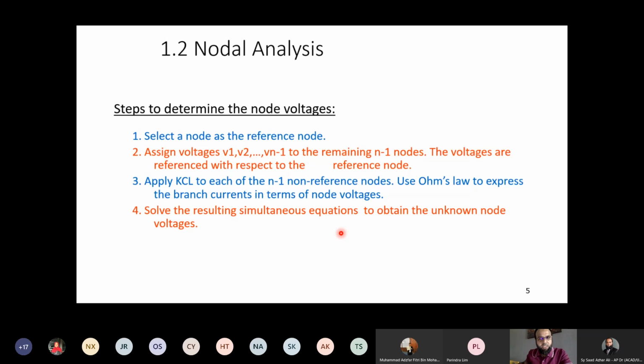Does anyone have any confusion about these particular steps? No sir, no sir. Yeah. All right. So let's proceed.